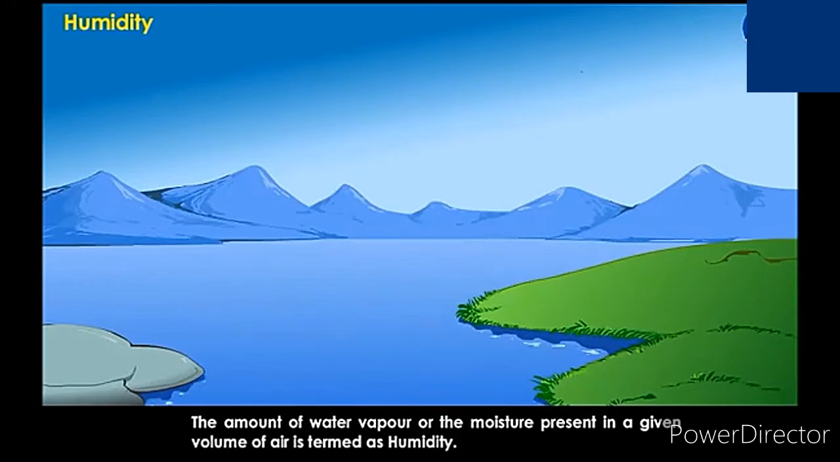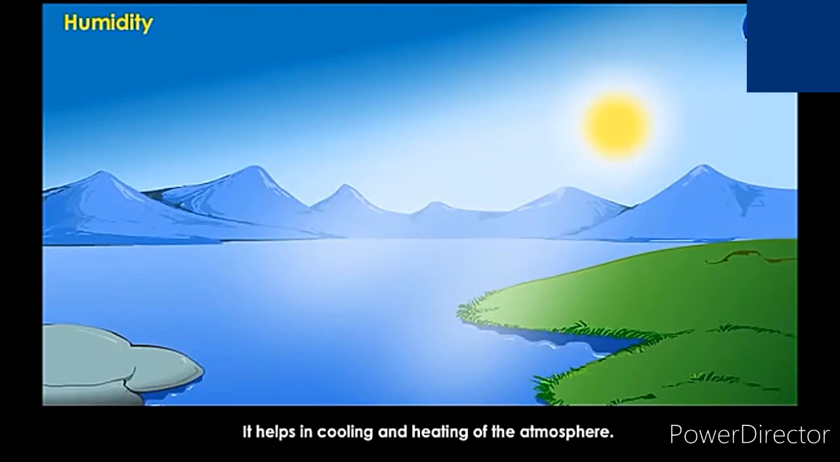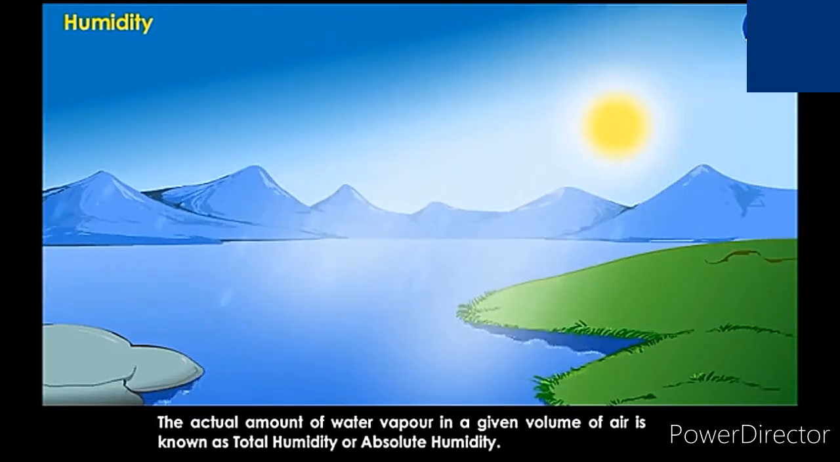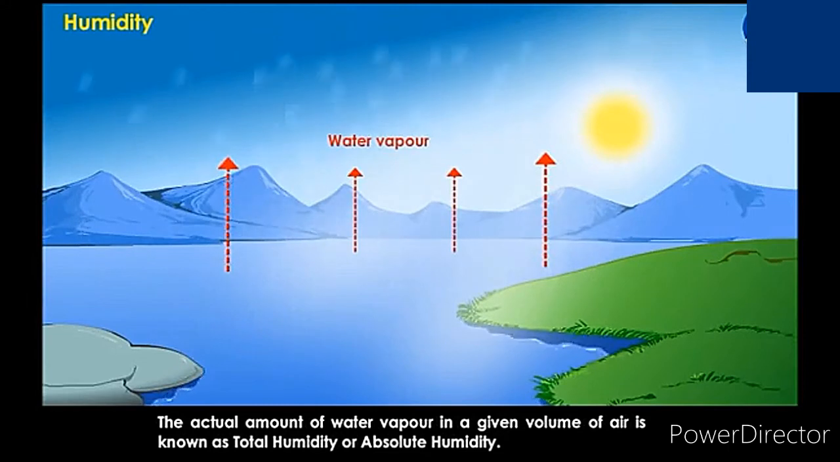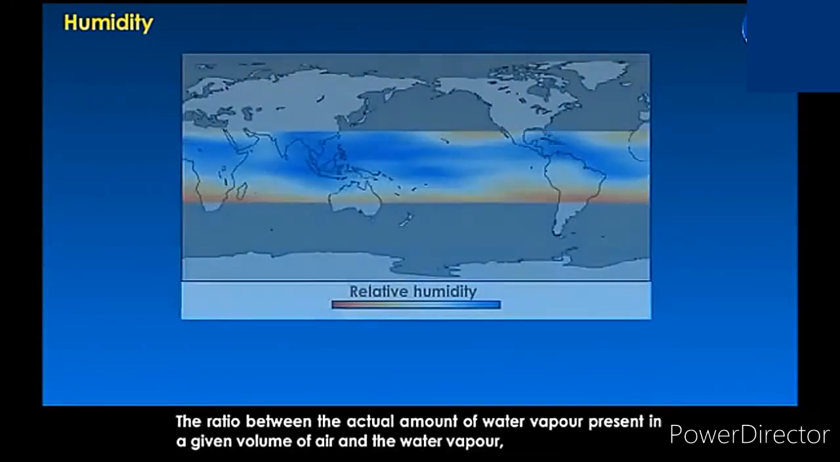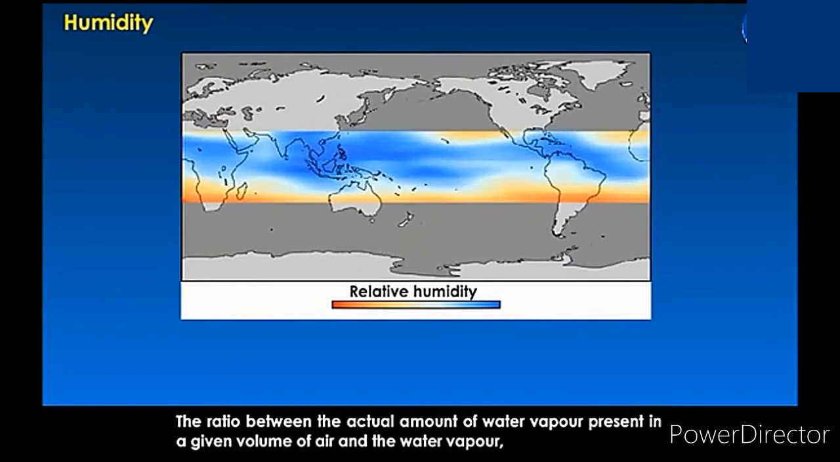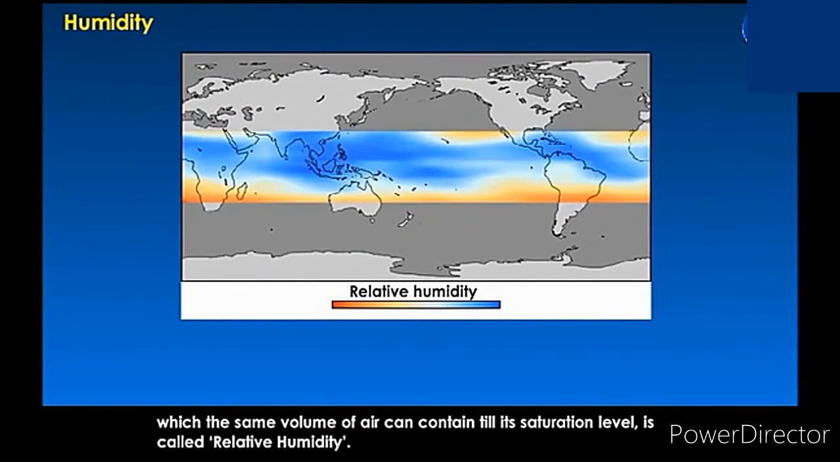The amount of water vapor or the moisture present in a given volume of air is termed as humidity. It helps in cooling and heating of the atmosphere. The actual amount of water vapor in a given volume of air is known as total humidity or absolute humidity. The ratio between the actual amount of water vapor present in a given volume of air and the water vapor which the same volume of air can contain till its saturation level is called relative humidity.